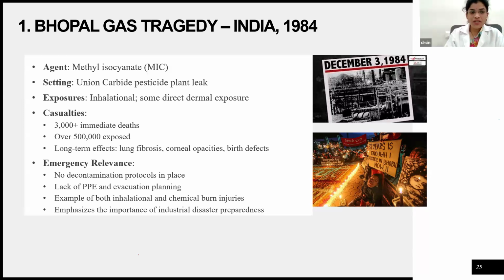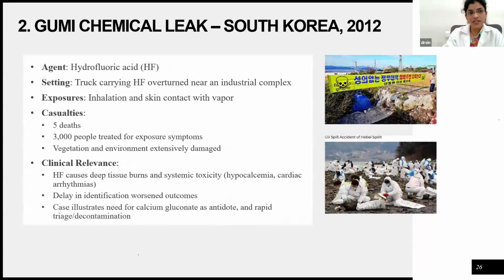What is relevant to us in emergency medicine is that there were no decontamination protocols in place when this happened, and there was a lack of PPE and evacuation planning. This is an example of both inhalational and chemical burn injuries, and it emphasizes the importance of industrial disaster preparedness. Another such incident is the Gumi chemical leak, which happened in South Korea in the year 2012.